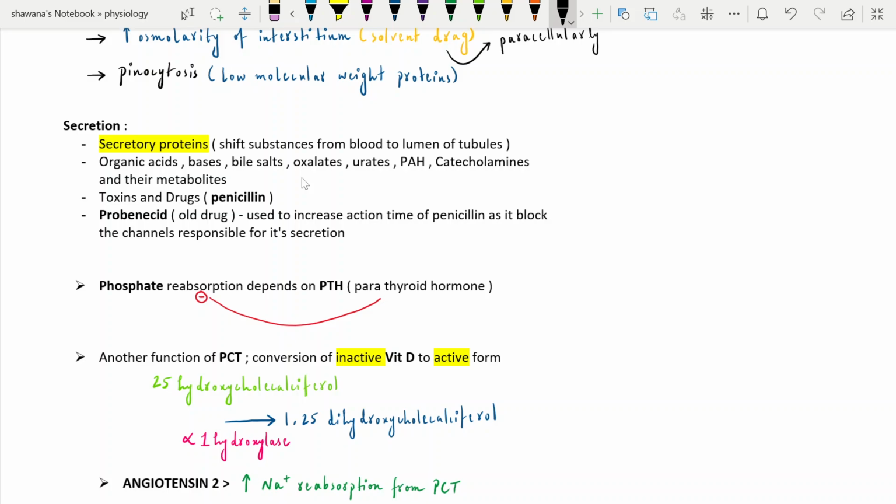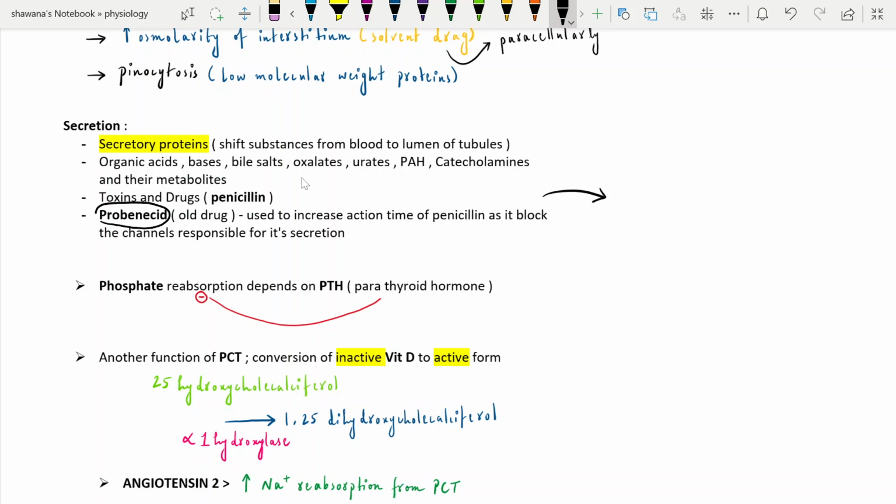Substances like para-aminohippuric acid, oxalate, urate, bile salts, organic acids and bases, drugs, and toxins are all secreted actively into the lumen from the cells, from the blood. And there is a drug known as probenecid.